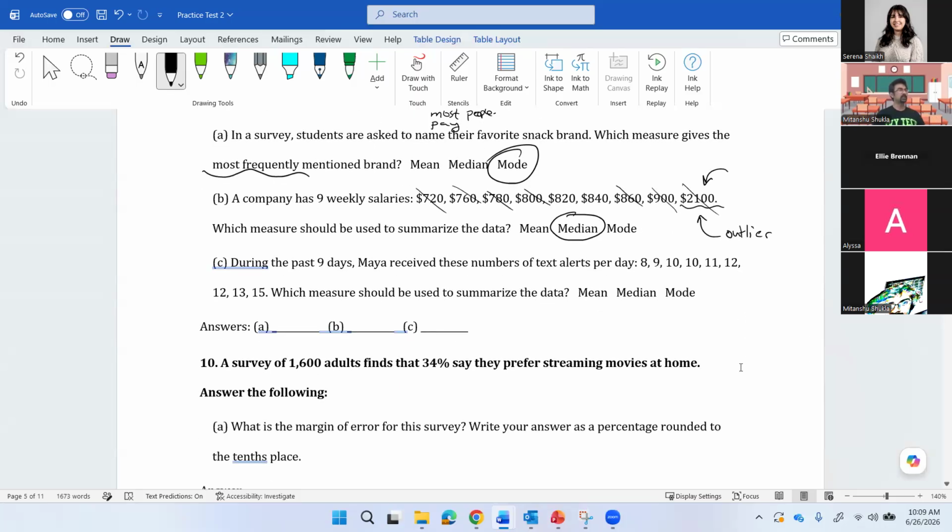Okay. So part C. During the past 9 days, Maya received these numbers of text alerts per day. Geez Louise, what is Maya up to? All right. So which measure should be used to summarize the data? Mean, median, or mode? What do we think here for this data set?